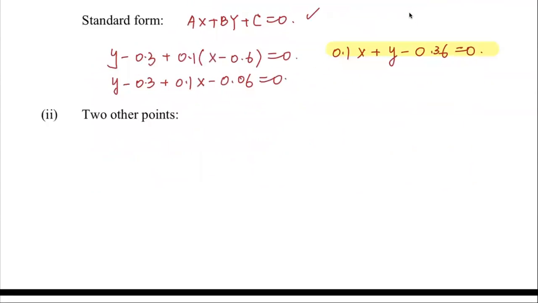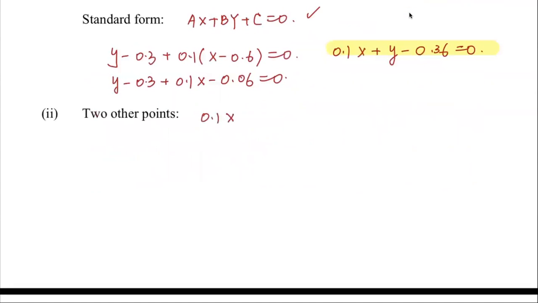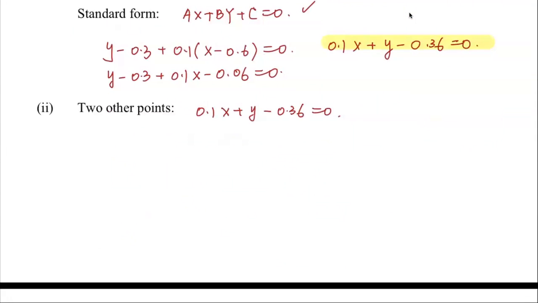This time, let's use the standard form to find 2 other points. So we take different x values and we find different y values and we check the slope. Okay. So if x is equal to 0, for example, then 0 plus y minus 0.36 is equal to 0. This gives us y is equal to 0.36.